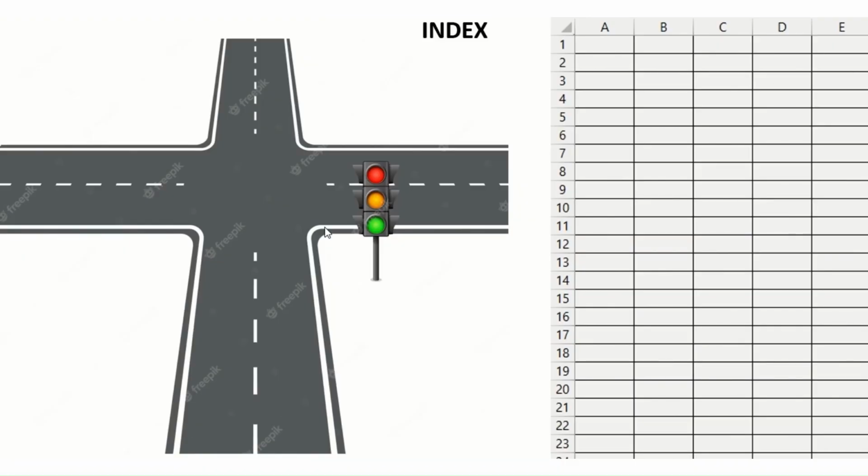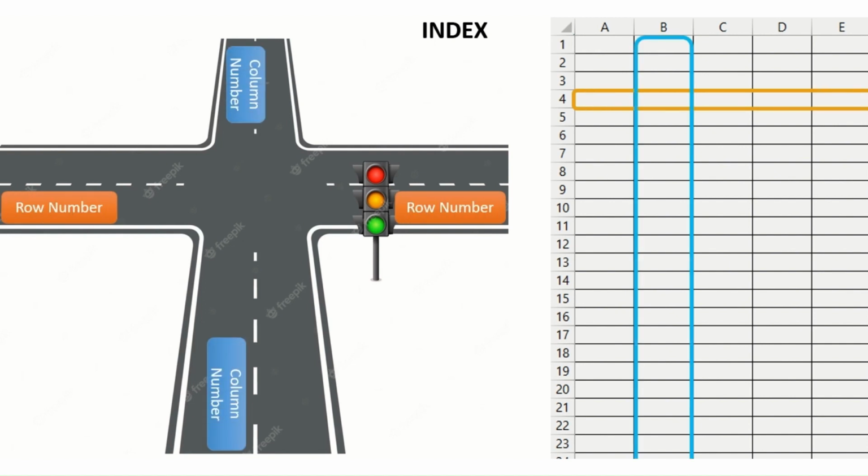Here on the left side, you can see the junction image, and on the right side we have the Excel sheet image. In Excel, we call horizontal lines rows and vertical lines columns. The INDEX function will return the cell value where the 4 points are joined. In this example, we have the fourth row and B column. The cell address is B4.